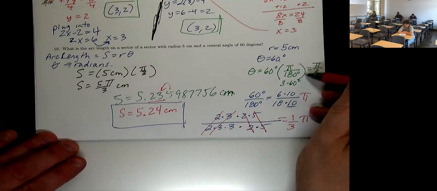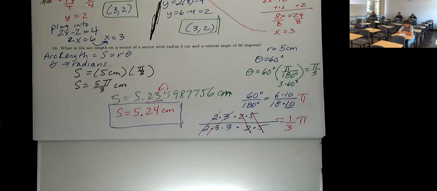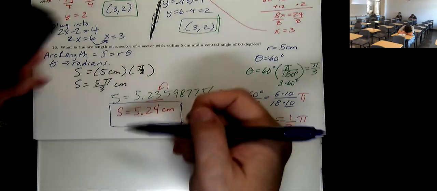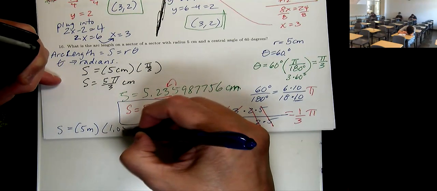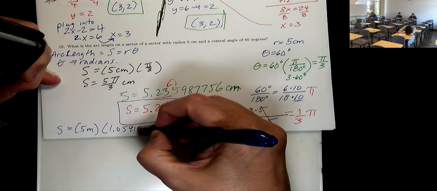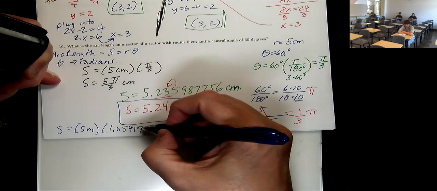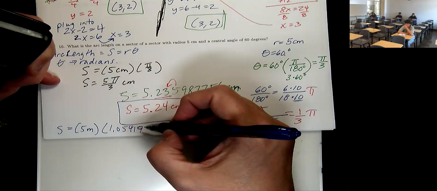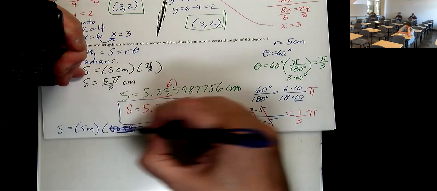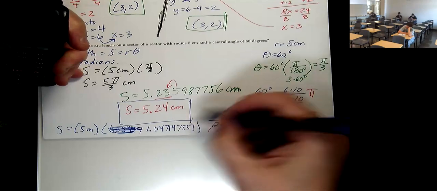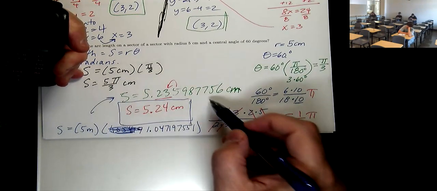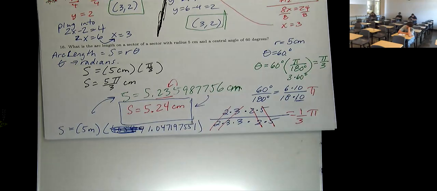Or you could have just put this straight into a calculator and said theta equals... S equals 5 centimeters times 1.04719. I'm totally writing something different than I'm saying out loud. 1.04719. Then you do the multiplication and you get that, and then you would round. Okay.